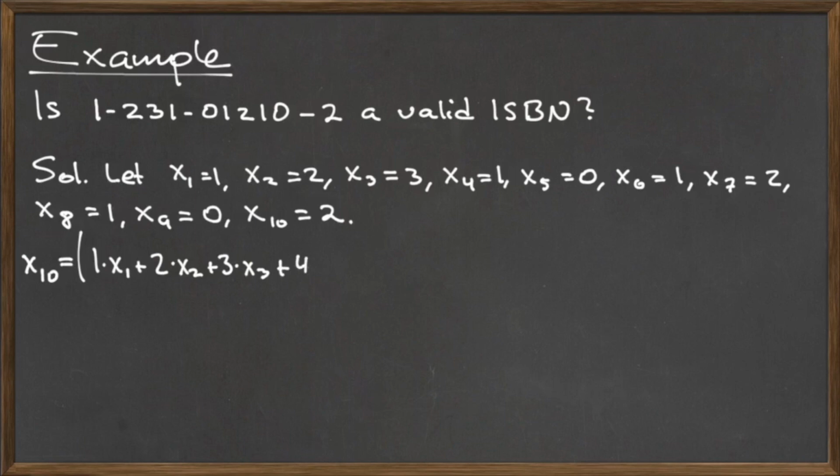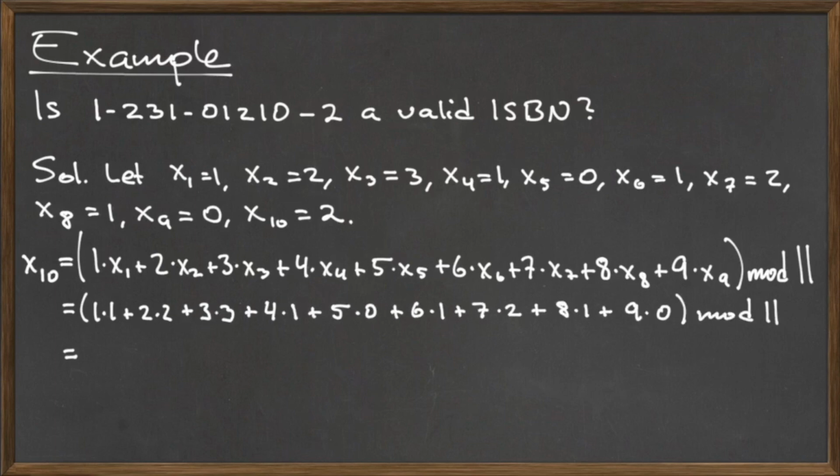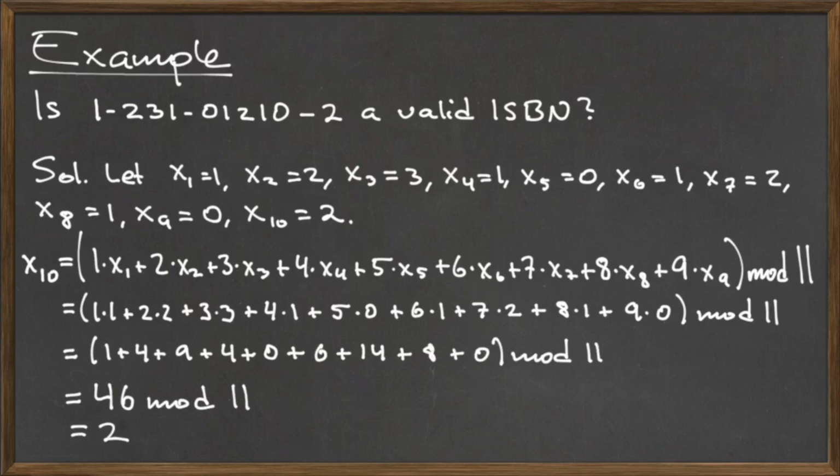Finally, we need to check if the value for x sub 10 that we are given, which is 2, is the correct value. We do this by substituting the variable values that we've just written down into the equation for x10 and simplifying the result. Simplifying inside the parentheses gives us the expression 46 mod 11, which, using the techniques that we've discussed previously, we find to be equal to 2.